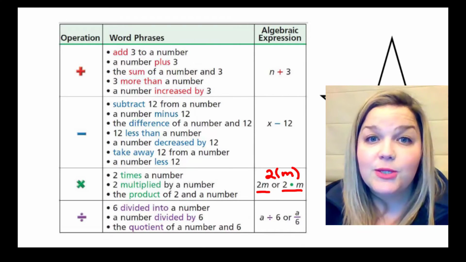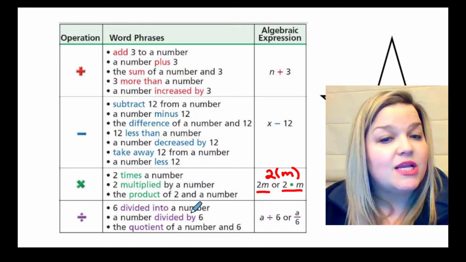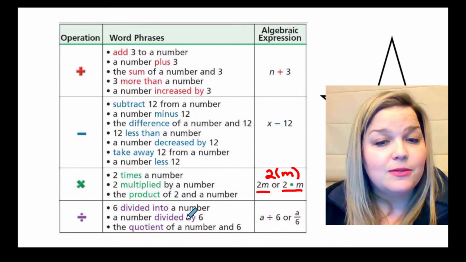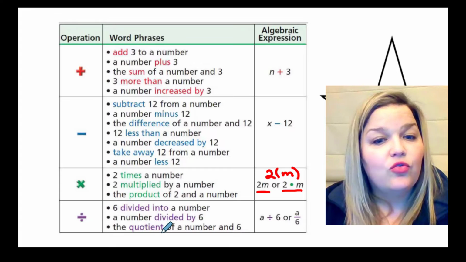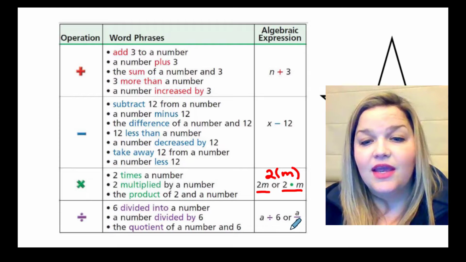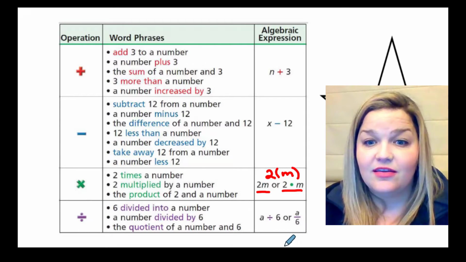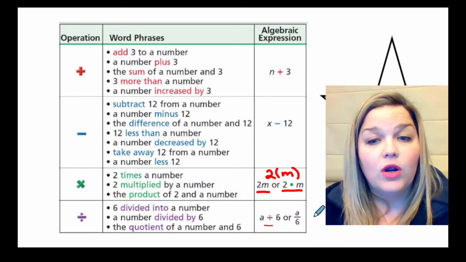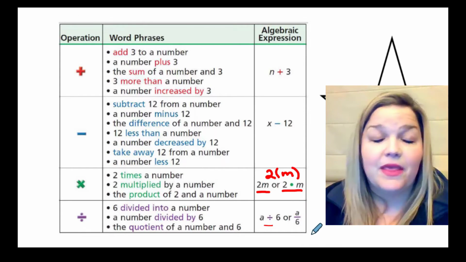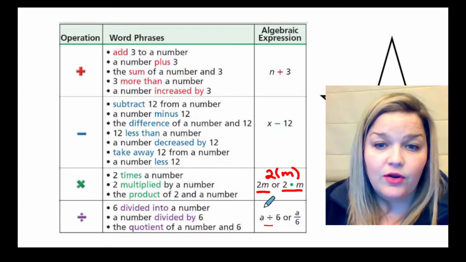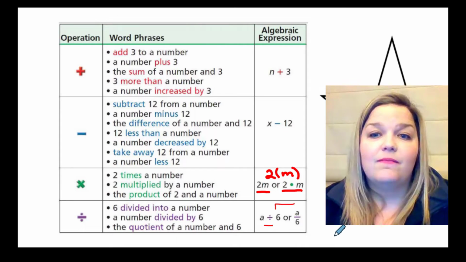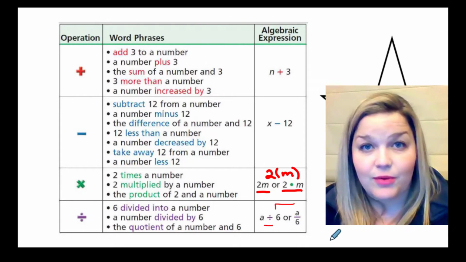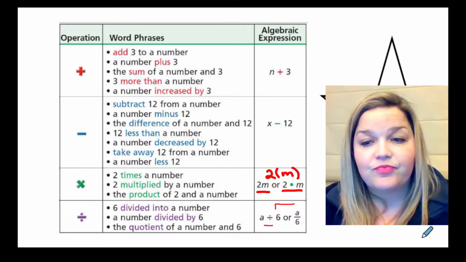Moving on to division. We have 6 divided into a number, a number divided by 6, and the quotient of a number and 6. All those words indicate division. And you can see the two ways of indicating division would be with our traditional division sign, or we can write division represented as a fraction. You could also use your division roof or bar. Less common when you're writing algebraic expressions, though, to use that method.